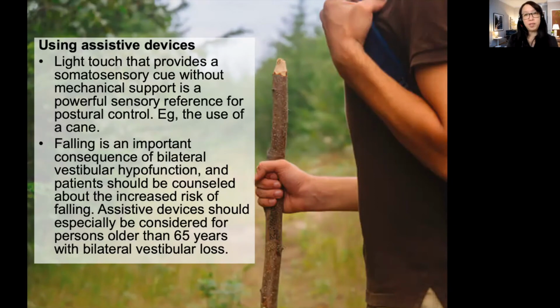Now, sometimes patients may say, I feel like I need to hold a walking stick, perlu pakai tongkat. It's not a bad thing. A light touch actually provides a somatosensory cue, and this is even more important in patients with bilateral vestibular disorders, because falling down is not good. If they fall down and hurt themselves more, then there are extra things you need to rehabilitate. So just by holding the stick, it helps you feel. It tells you this is solid ground. It gives you extra support, not so much weight support, but a sensation that the ground is solid.